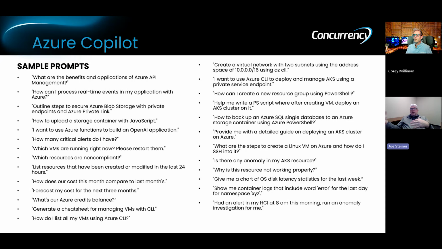How do I do things? It'll provide you advice, and then you can put that in. Is there an anomaly in my AKS resource? Why is this resource not working properly? And it'll do the analysis there. Show me container logs that have errors in them in the last day for specific namespaces.